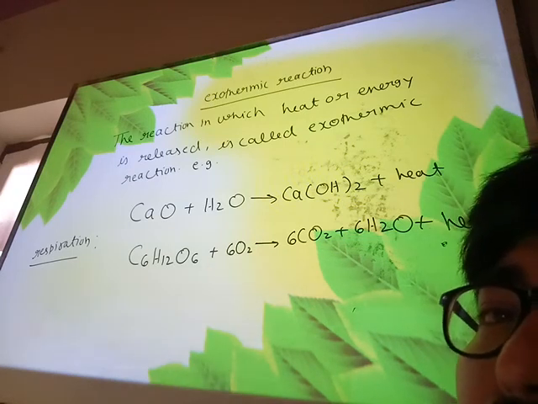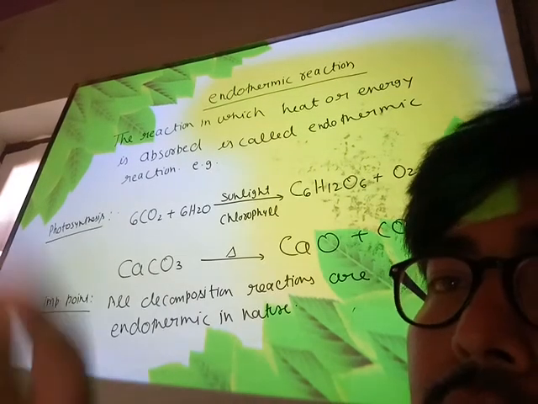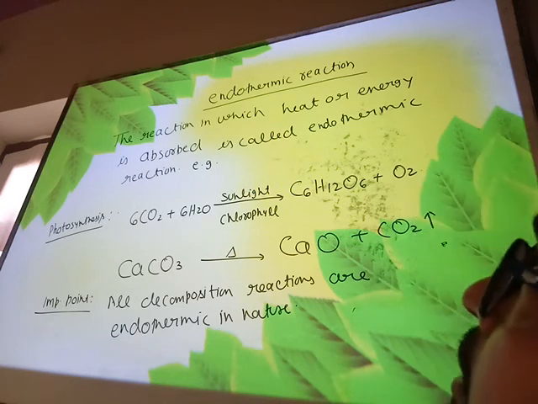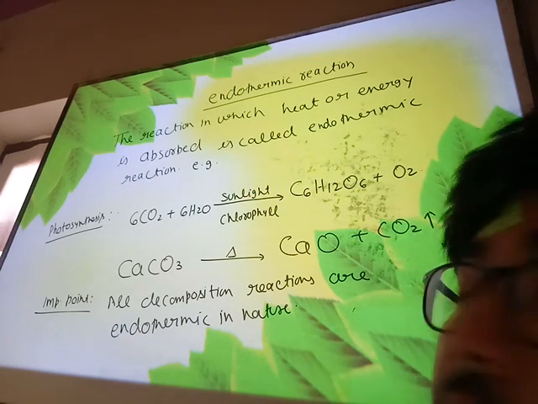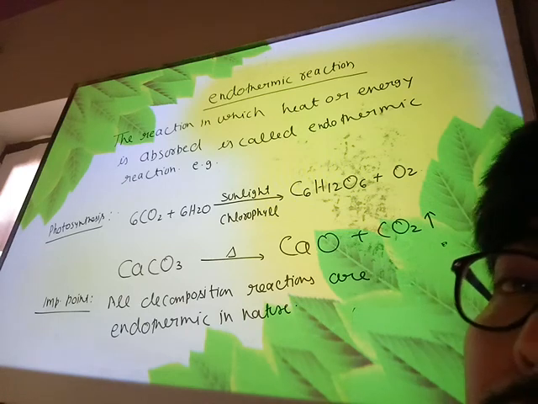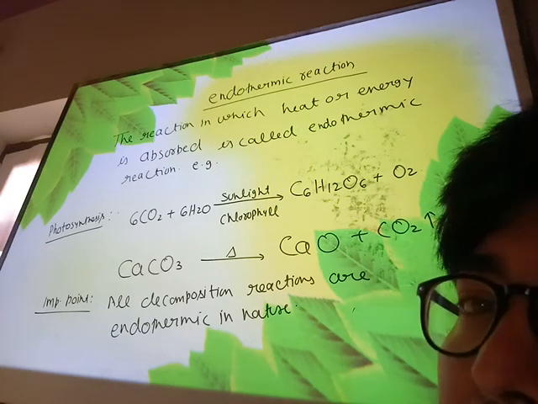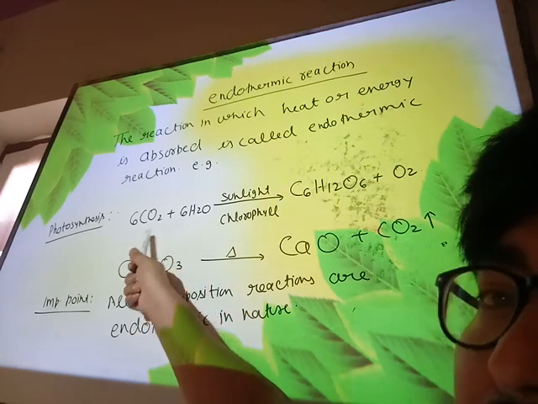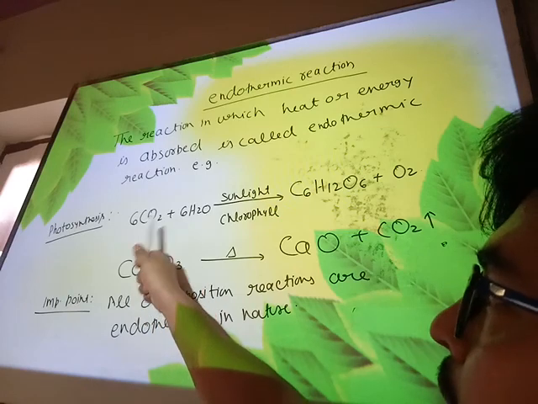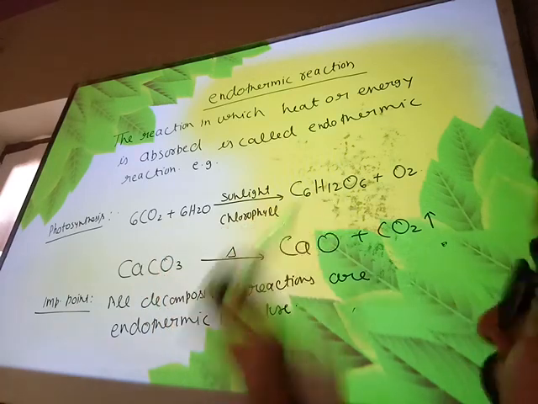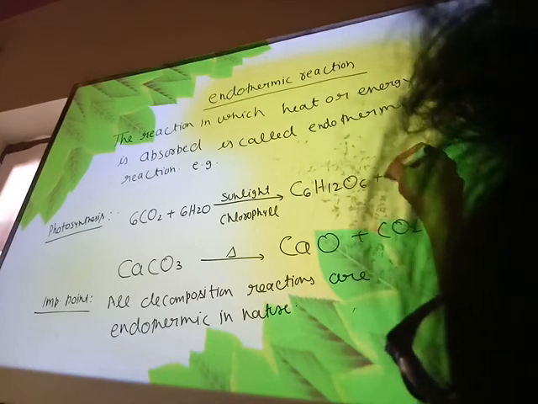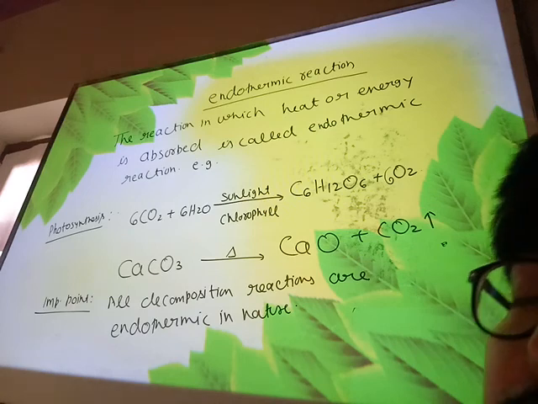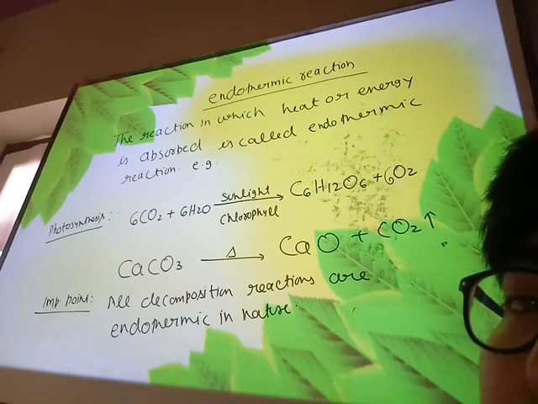Now we'll learn the definition of endothermic reaction. The reaction in which heat or energy is absorbed is called an endothermic reaction. As you have learned about photosynthesis, in the presence of sunlight, carbon dioxide and water, the plant makes its food, so it gives glucose and oxygen. Sunlight is a kind of energy, so it is absorbed. So that's why this is an endothermic reaction.